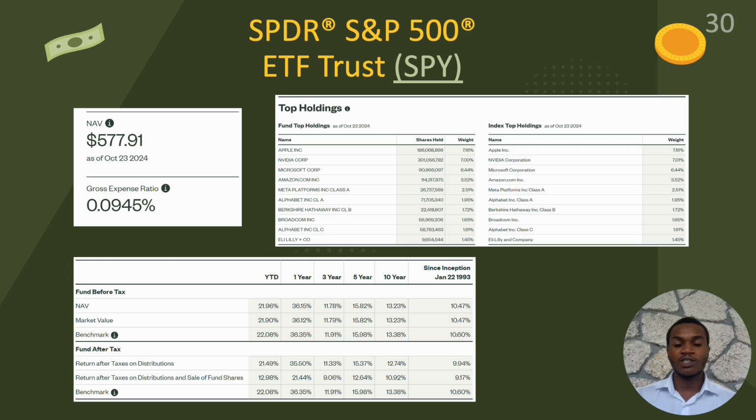The table in the top right, you can see the holdings of the fund compared to the holdings of the index. You can see they pretty much mirror. And in the bottom table, you can see that the performance of the fund and the index are not exactly one-to-one. This is due to tax implications as well as expense ratio.